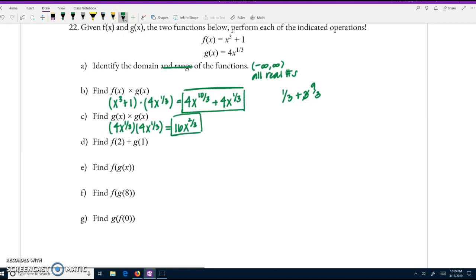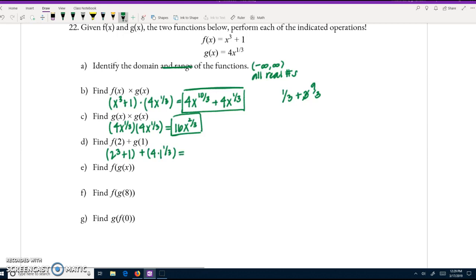Then I have f of 2 plus g of 1. So f of 2 just means I'm going to plug a 2 in where I see an x. So I'm going to get 2 cubed plus 1. And then for g of 1, I'm just going to plug a 1 in where I see an x. So then let's simplify this.